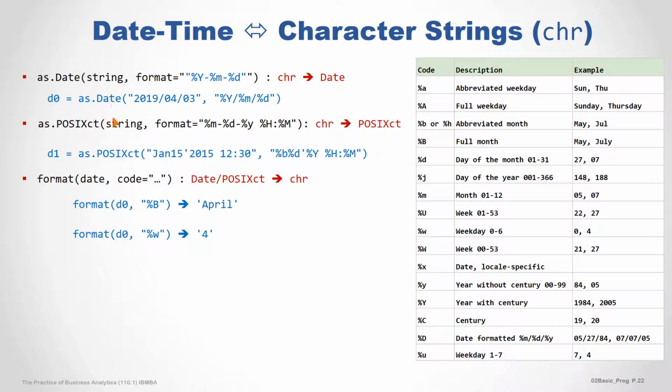In addition to giving it the string, we will also need to give it the format within the string. For example, when we want to transfer a string like this into a time data type, in addition to giving it this string, we also need to tell it the format, by using this coding table. Before as.POSIXct can properly transfer the character string into a day or time, we need to give it the format of the string.